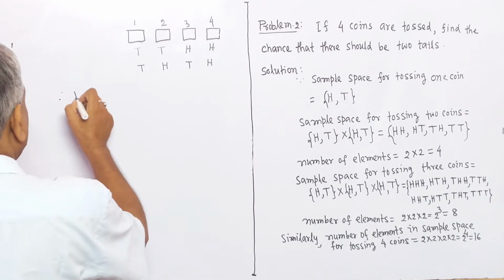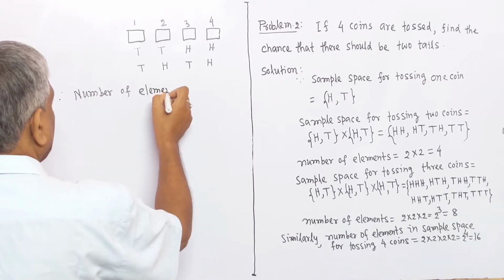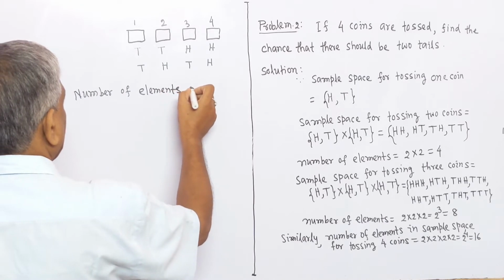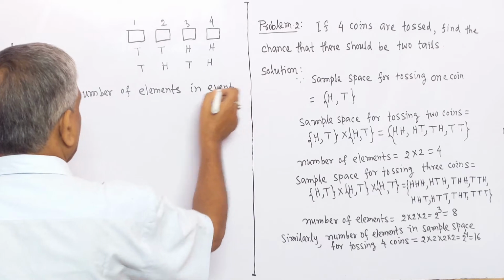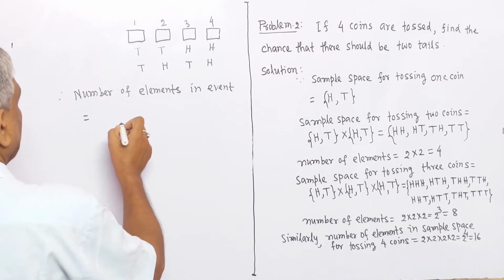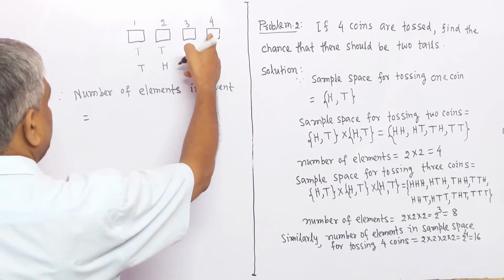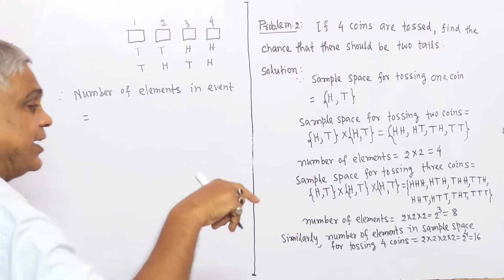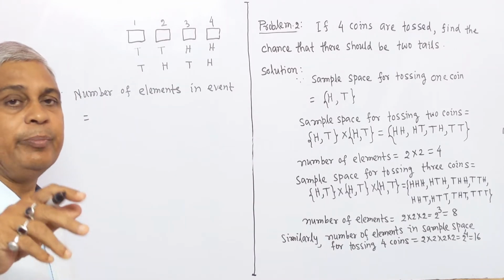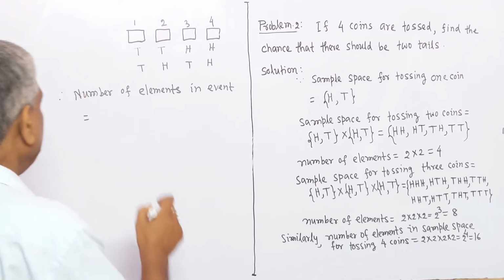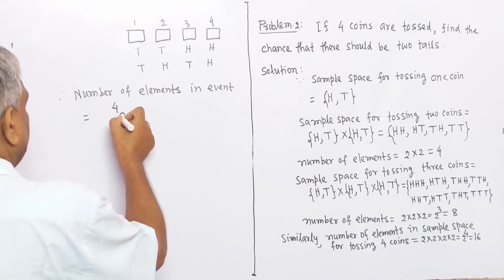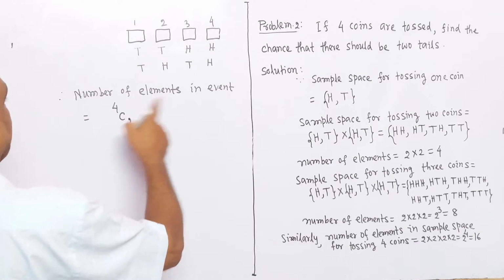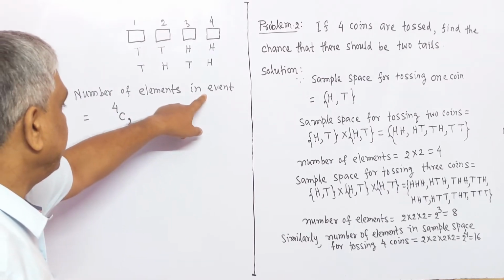Therefore, number of elements in event equal to, here 4 places we have to select 2 places. Selecting 2 places is the matter of combination. That means out of 4 places we have to select 2 places. This is the number of elements in event.